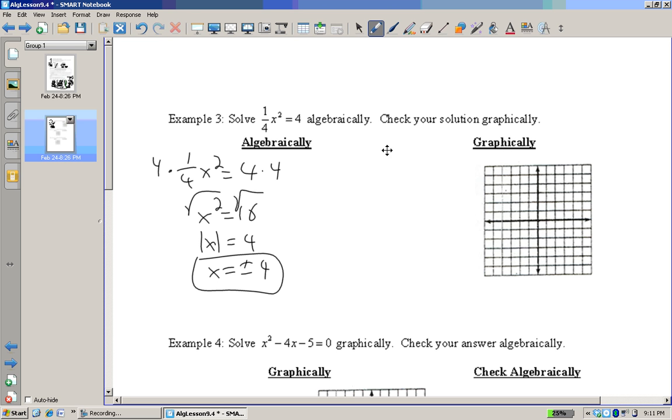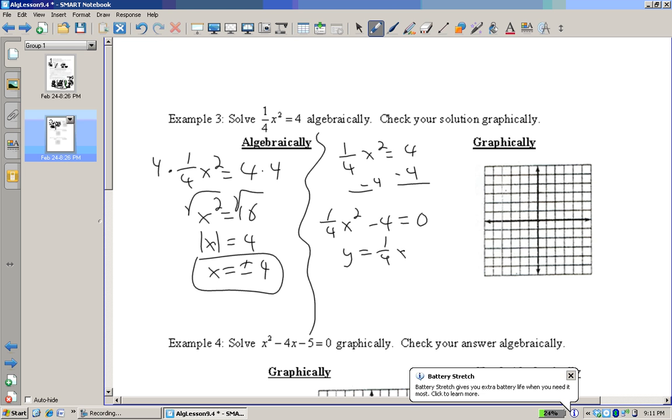Now, graphically, we're going to expand this. First of all, solve to get 0. Subtract 4 from both sides. I have my 0. Replace the 0 with y. Now I need to expand this into full standard form. So there's no linear term, so plus 0x. And now this is what I want to graph. So first of all, the all-important vertex.